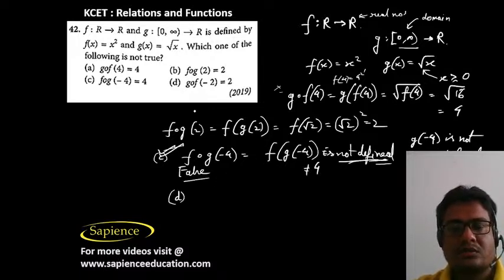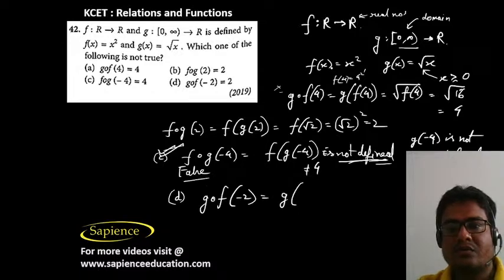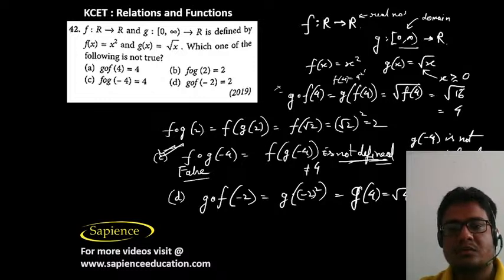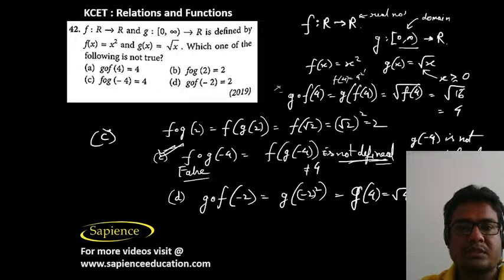And option D, we can also check. It is written g of f of minus 2. Now f of minus 2 is minus 2 whole square, that is 4. So g of 4 is root over 4, that is 2. So D is true, therefore D is not the option. So option C is the correct answer.